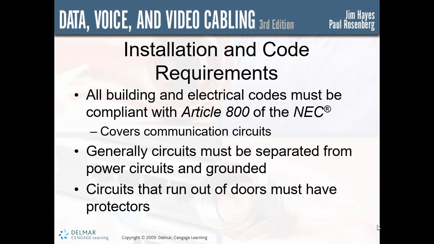All building electrical codes applicable in your state or local municipality require that you must comply with Article 800 of the NEC, which covers communication circuits such as telephone systems, outside wiring, fire, and burglar systems. Generally, these circuits must be separated from the power circuits and then grounded.